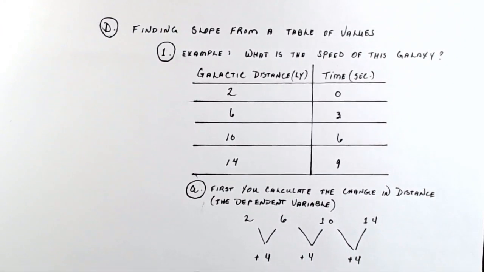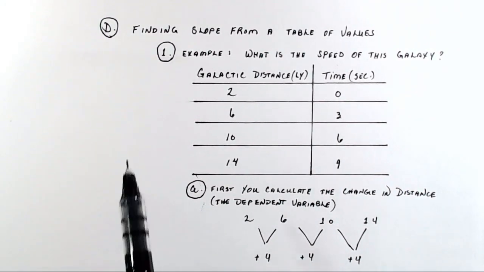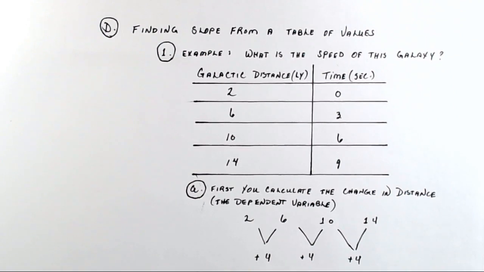Okay, this is the final part. Subpoint D, finding the slope from a table of values. This is where the real world stuff kicks in, and I think you might find this interesting if you find astronomy as fascinating as I do. So here's an example. What is the speed of this galaxy? And here we're presented with a table of values. This is how math is going to look in the real world.